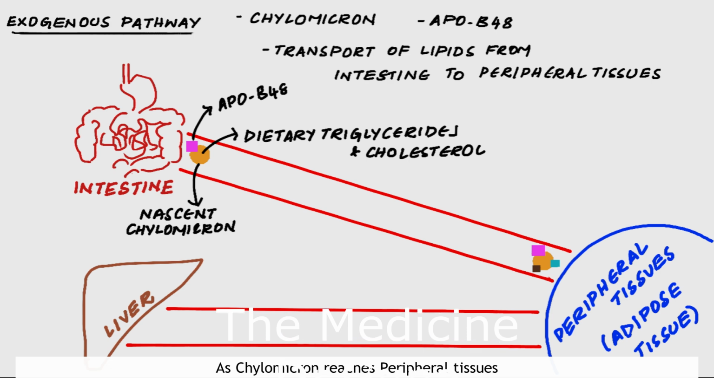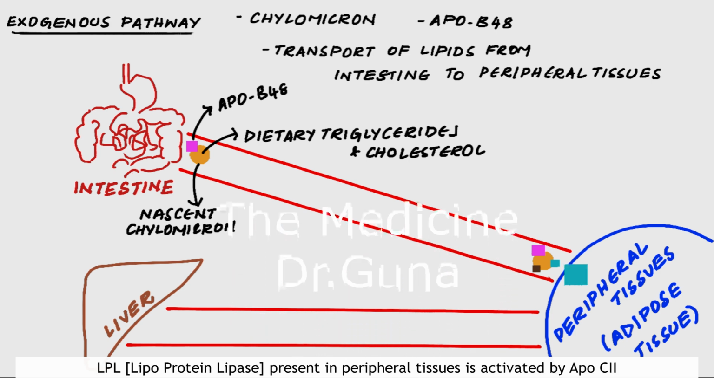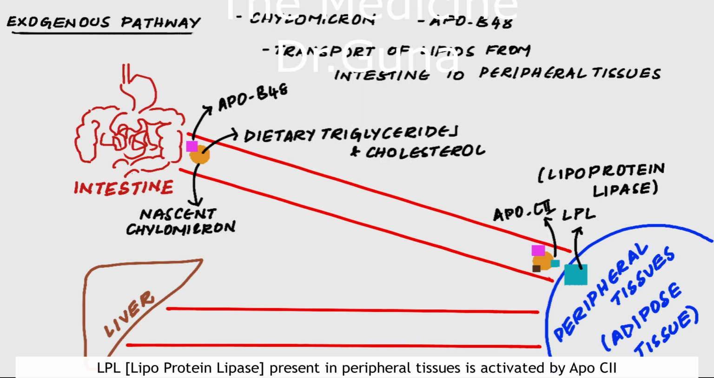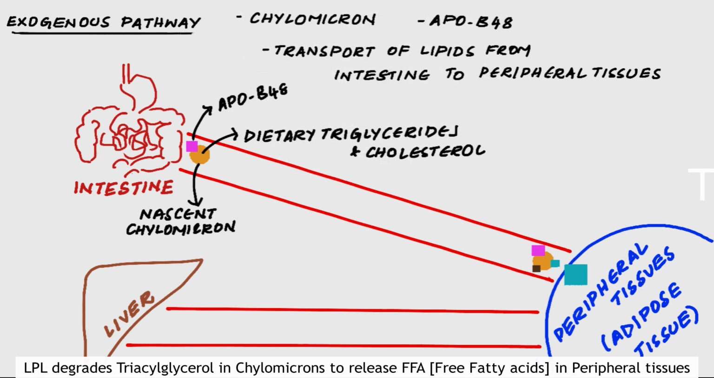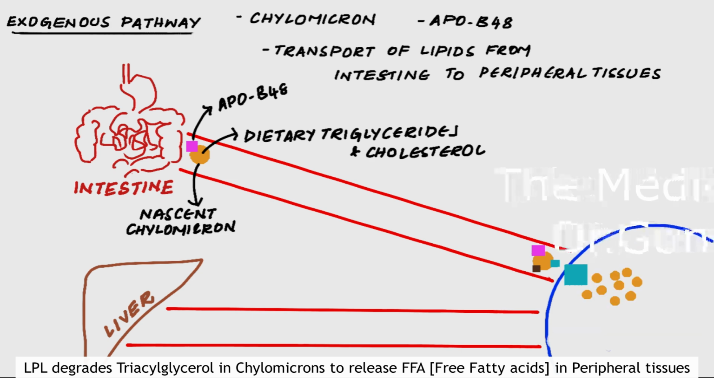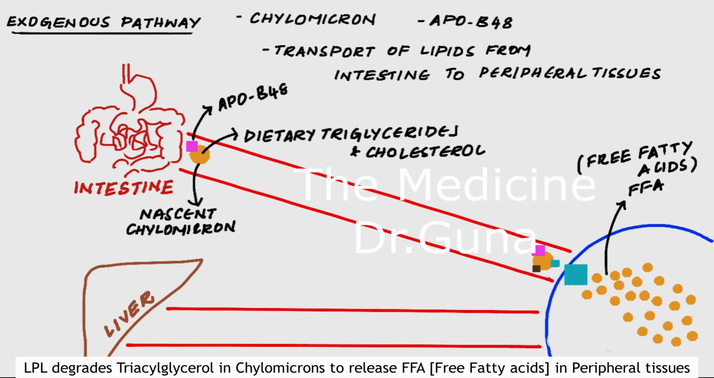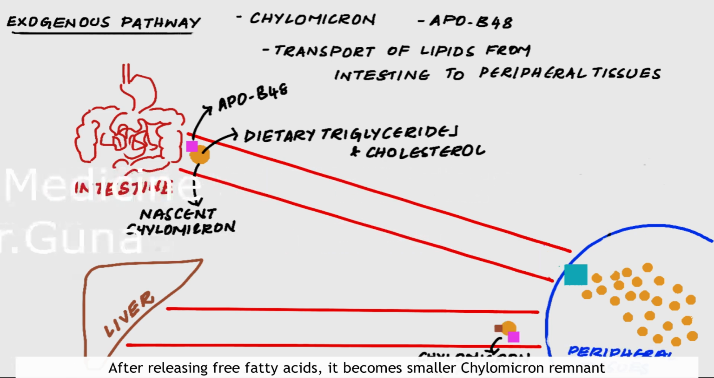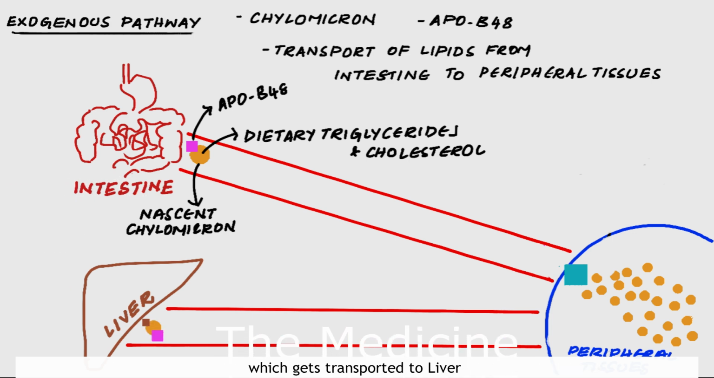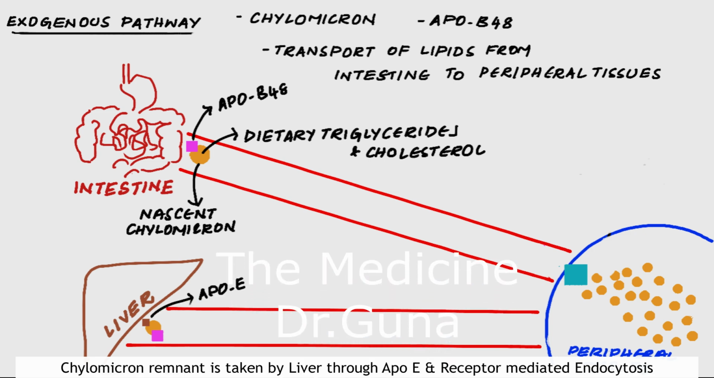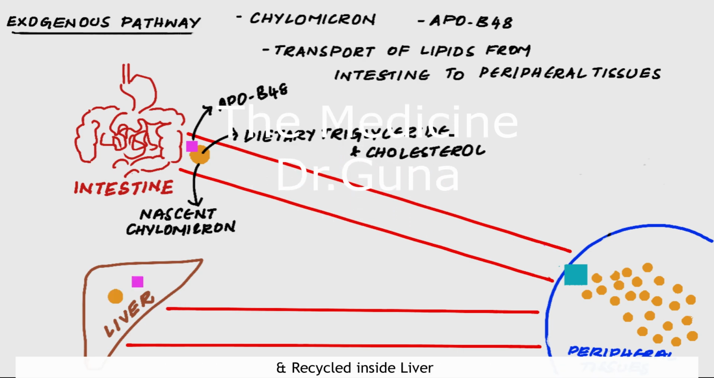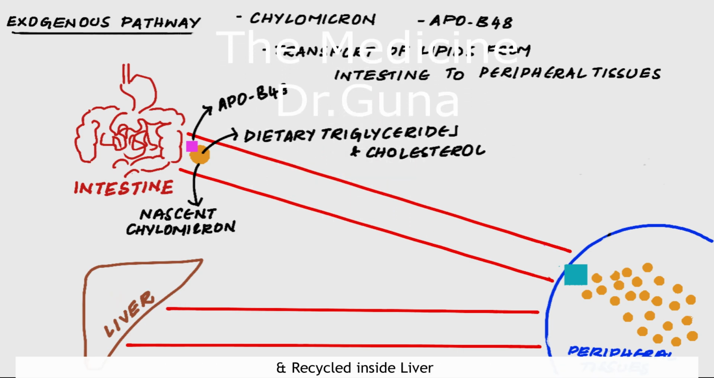As chylomicrons reach peripheral tissues, lipoprotein lipase present in peripheral tissues is activated by ApoC2. LPL degrades triglycerides in chylomicrons to release free fatty acids in the peripheral tissues. After releasing free fatty acids, it becomes a smaller chylomicron remnant, which gets transported to the liver. Chylomicron remnant is taken up by liver through ApoE and receptor-mediated endocytosis and recycled inside liver.